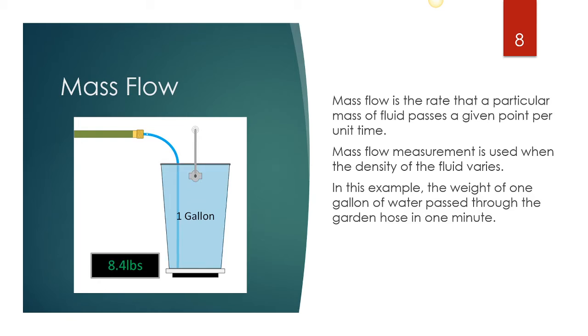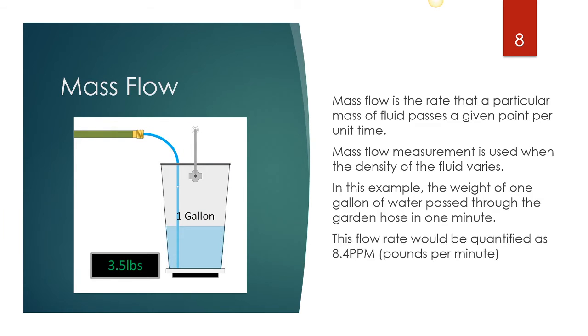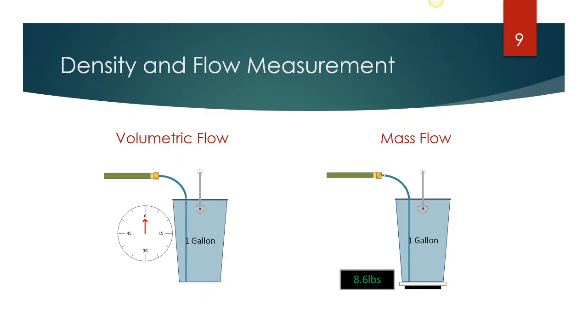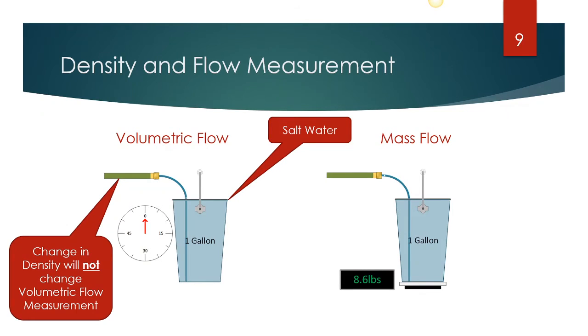In this example, the weight of 1 gallon passes through the garden hose in 1 minute. So this could be quantified as 8.33 specifically pounds per minute. Okay, so here's the comparison of mass flow versus volumetric flow. On the left here, we have salt water. If we changed from pure water to pumping salt water, it's not going to be detected in volumetric flow because we're just measuring the amount of volume that we're pumping per unit time, typically gallons per minute.